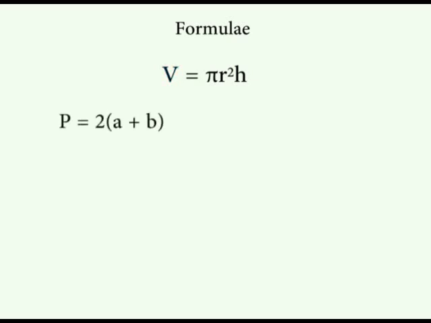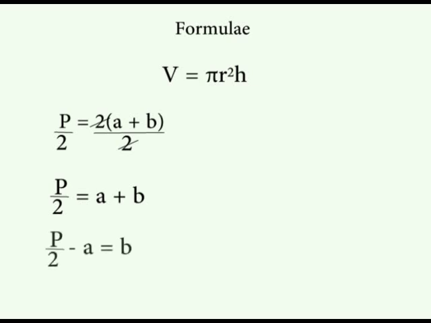Any of the variables can be made the subject of the formula. Consider P = 2(A + B). We can make B the subject of the formula. First, we divide both sides by 2, and so we shall have P/2 = A + B. Then we subtract A from both sides, and we shall have P/2 - A = B. This is the same as B = P/2 - A.